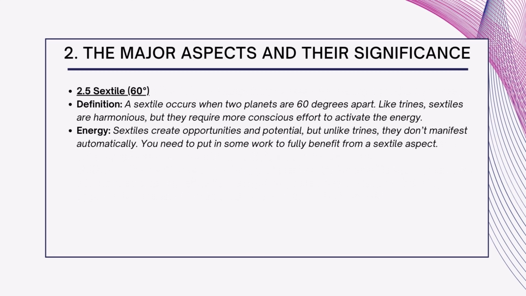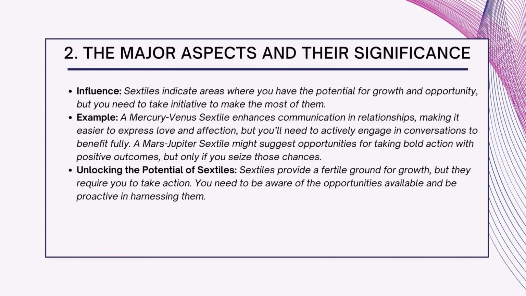2.5 Sextile, 60 degrees. Definition: a sextile occurs when two planets are 60 degrees apart. Like trines, sextiles are harmonious, but they require more conscious effort to activate the energy. Energy: sextiles create opportunities and potential, but unlike trines, they don't manifest automatically. You need to put in some work to fully benefit from a sextile aspect. Influence: sextiles indicate areas where you have the potential for growth and opportunity, but you need to take initiative to make the most of them.